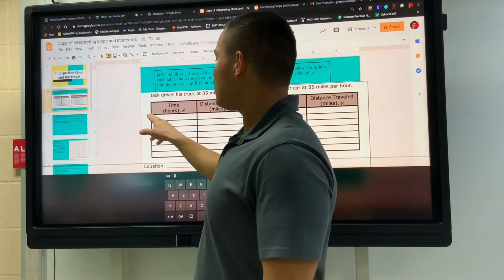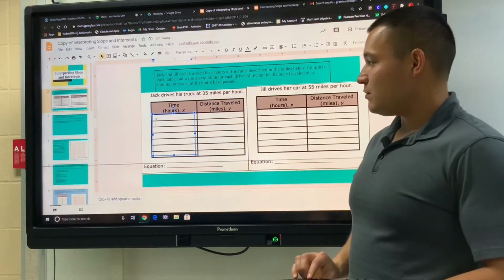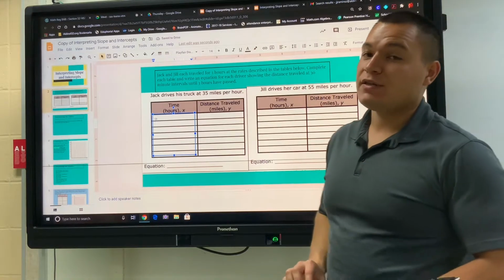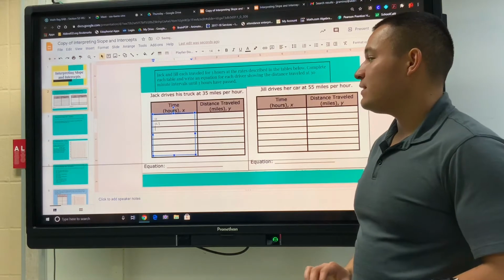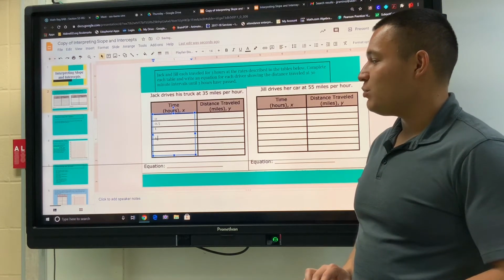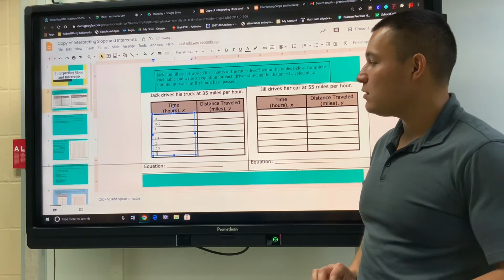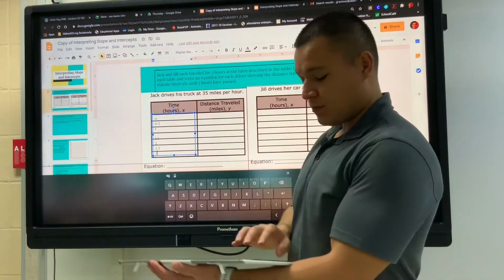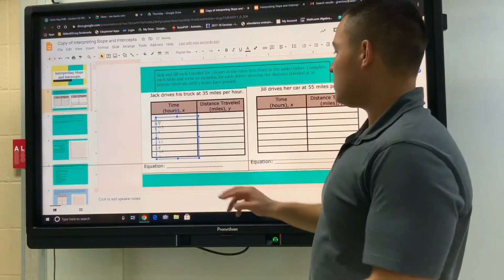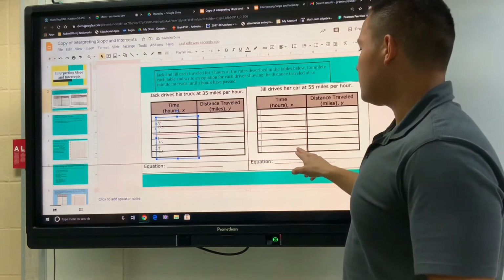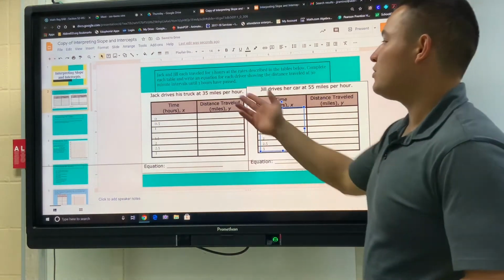So let's make a text box to fill in X. We're going to start with 0, then we're going to be going by 30 minutes, but we're counting in hours. 30 minutes is half of an hour, so I'm going to put 0.5, then 1, 1.5, 2, 2.5, 3. And I'm going to copy this table, paste it, and drag it over here. Both people are going to be using the same times, both Jack and Jill.